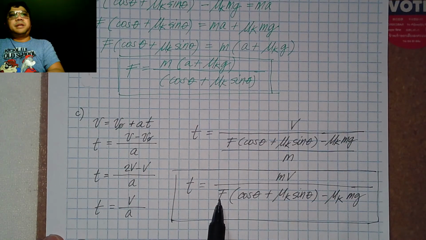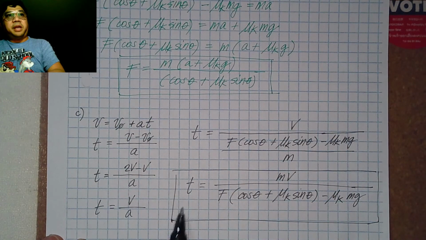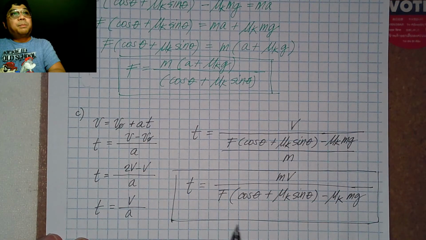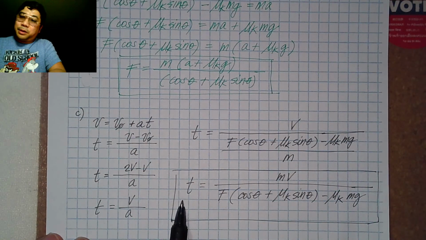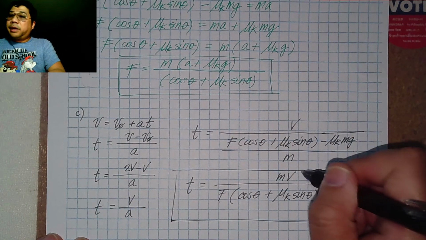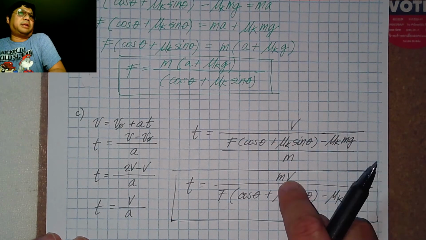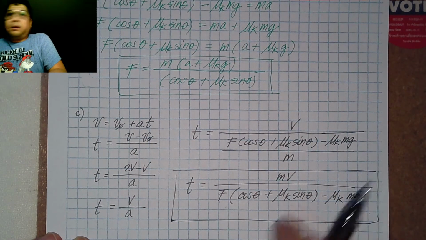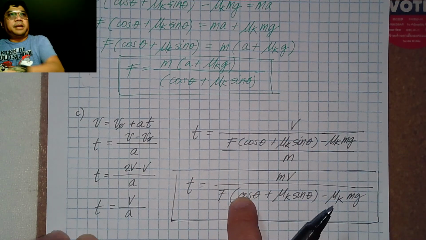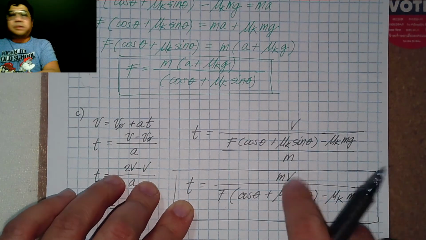Since the force is in the denominator, it means that the greater the force, the lesser the time it will take. Of course, you apply more force and you lessen the amount of time to accelerate. Now, if you increase the velocity, let's say this velocity turns out to be 3v instead of just v, now you have to take more time if you don't change the force. So the greater the velocity, the greater the time needed in order to reach that certain velocity.